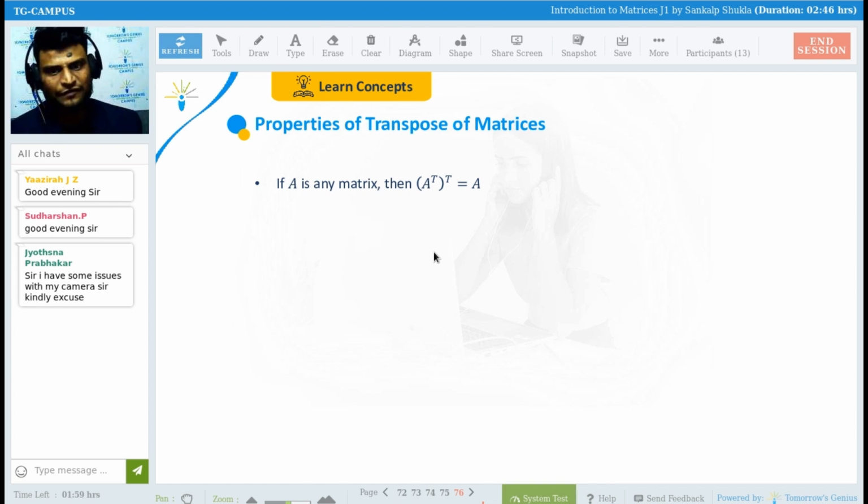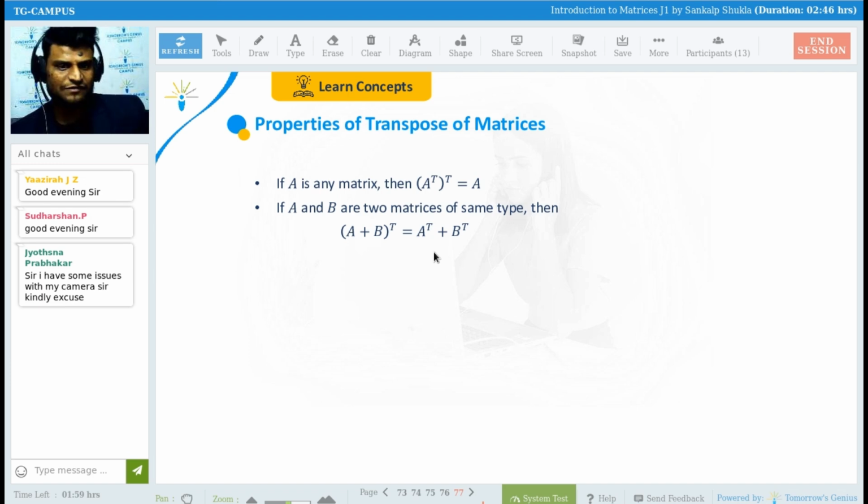Okay. Properties of transpose of matrices. This is a very common property. If A is any matrix and you take the transpose of that matrix and you again take the transpose of that matrix, so eventually it will be A. Like what you have done. Suppose a matrix is given to you. So you have interchanged the rows and columns. Now rows have become columns, right? And if you again do the same process, then again rows and columns will interchange. Na? So it will be again in the form of the original matrix. So that means transpose of transpose will be A.